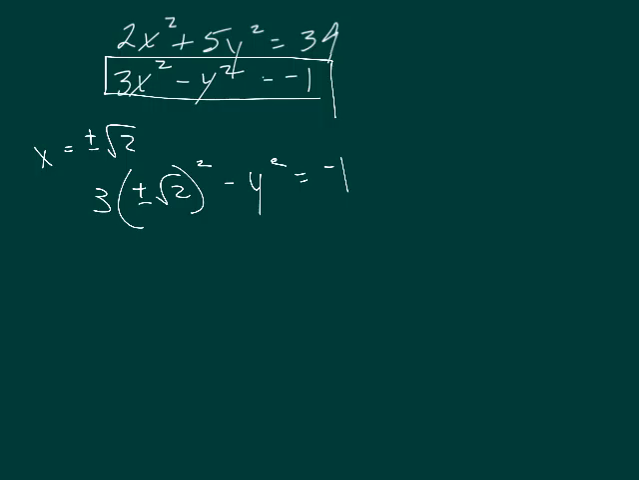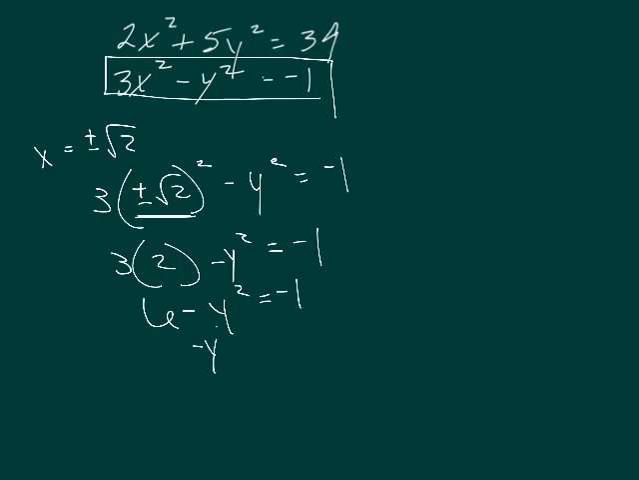And so this squared, it doesn't matter if it's positive or negative, it's going to give me a positive 2 minus y squared equals negative 1. So I get 6 minus y squared equals negative 1. Negative y squared equals negative 7. Y squared equals 7. Y equals plus or minus the square root of 7.